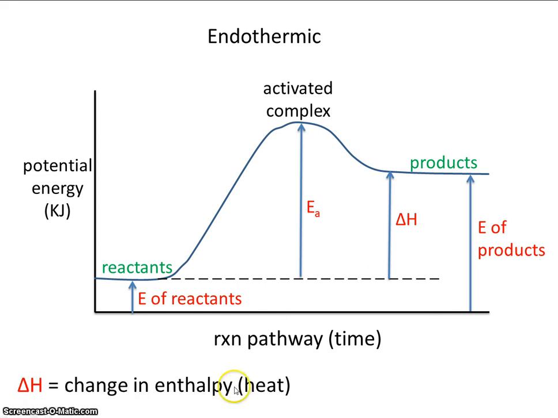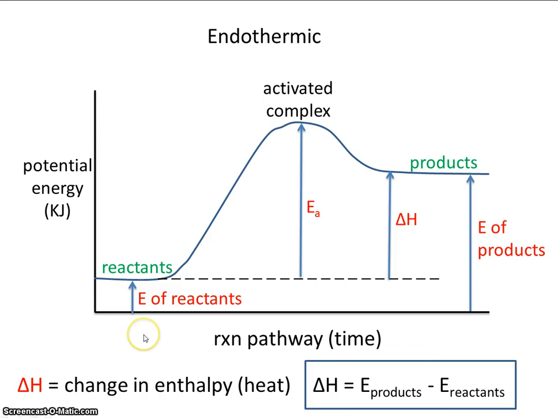Now, do you remember the formula for change in enthalpy? Yeah, it's energy of the products minus energy of the reactants. So energy of the products minus energy of the reactants. So a big number minus a small number. So that should give us a positive value.